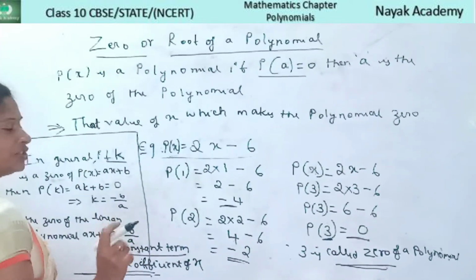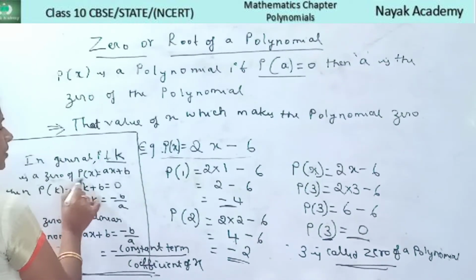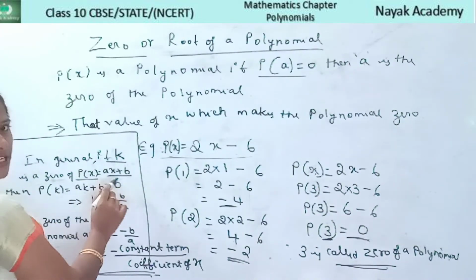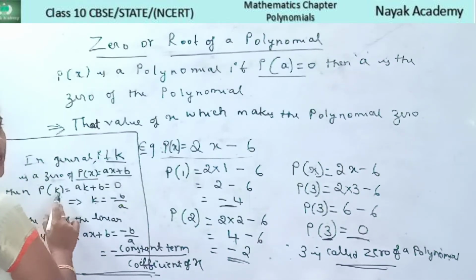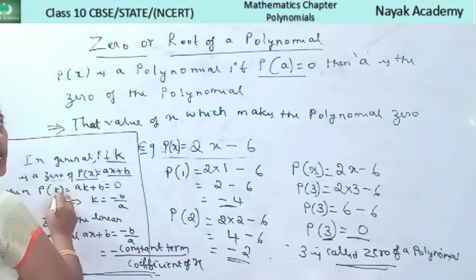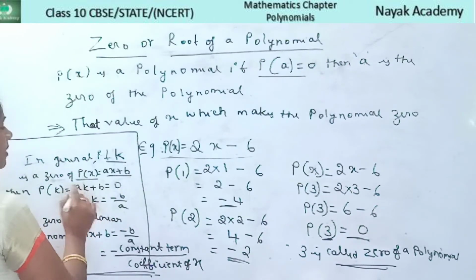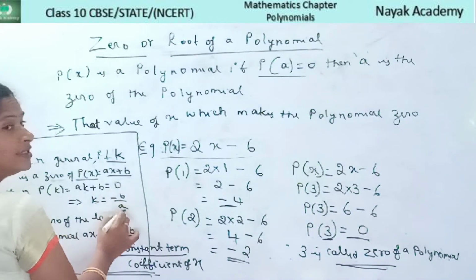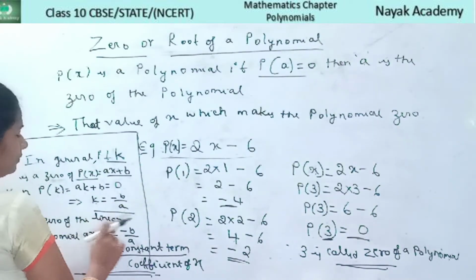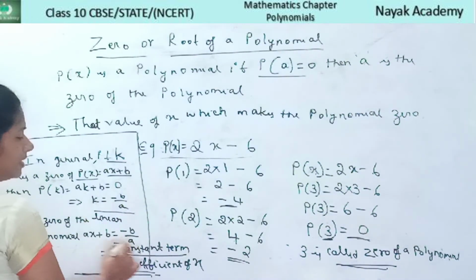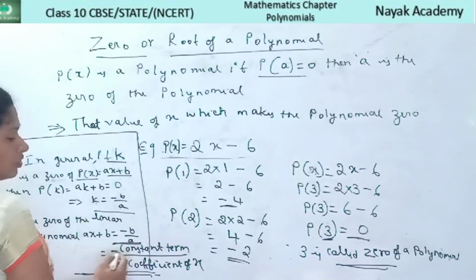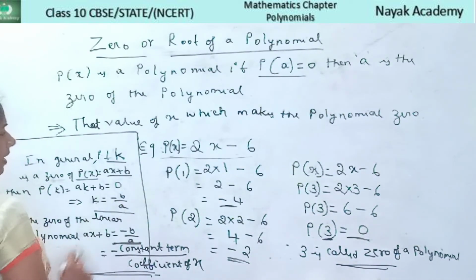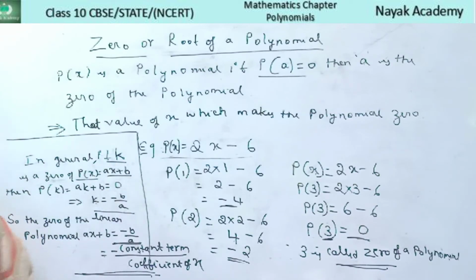Finally, you can come to a conclusion, children. In general, if k is a zero of the linear polynomial p of x equals ax plus b, then p of k, substituting k in place of x, gives ak plus b equals 0, so the value of k is minus b by a. So the zero of the linear polynomial ax plus b is minus b by a, that is, minus the constant term divided by the coefficient of x, and here a is the coefficient of x.